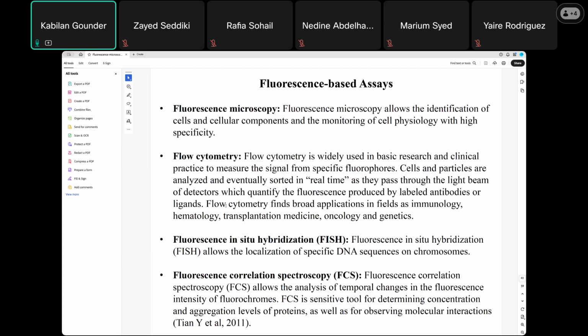Another important technique is fluorescence in situ hybridization, which allows the localization of specific DNA sequences on chromosomes.